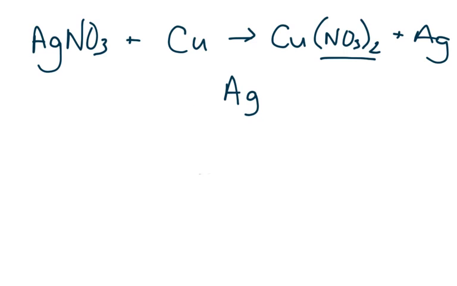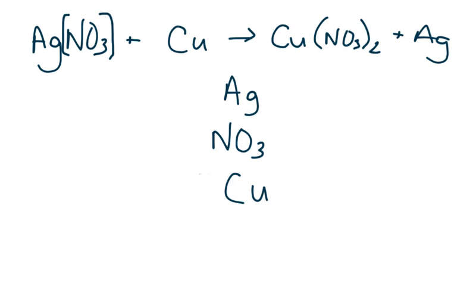But what some people, myself included, like to do is look at this nitrate as a unit. It's almost like I'm going to stick it in brackets over there, and look at silver, nitrate, and copper. So I have 1 silver, 2 nitrates, and 1 copper, because I'm looking at NO3 as a package.